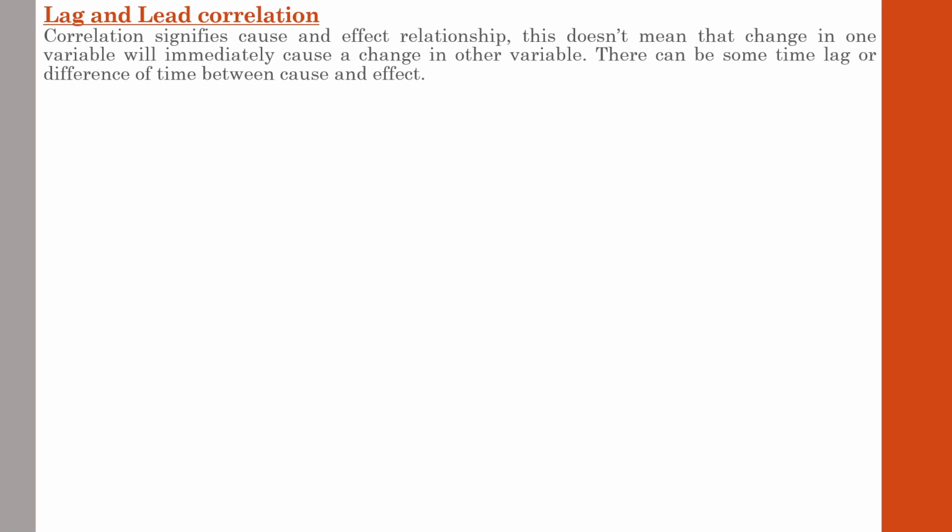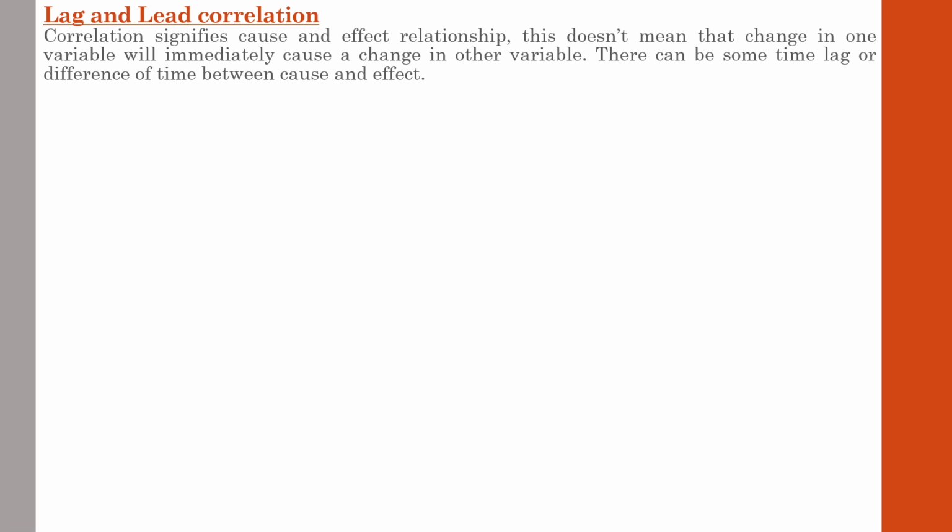Suppose that a rise in price leads to a rise in supply of goods. If the price changes today, the supply may not change immediately. It will take 5 to 6 months, or maybe 1 year, to adjust itself to the change in price. So such a difference in the period of change is called time lag.